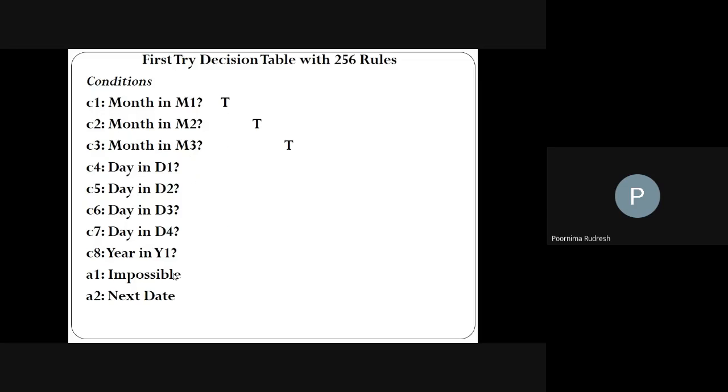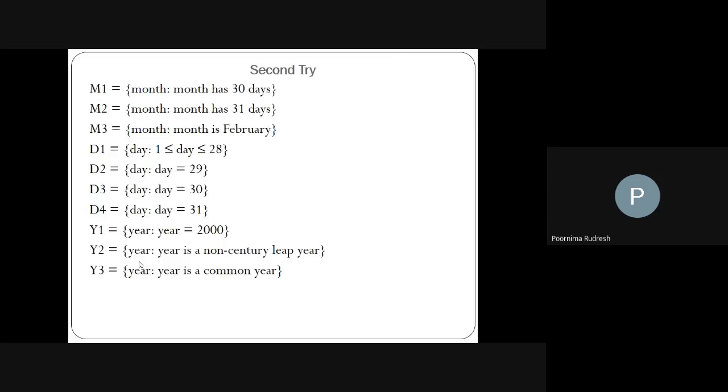So in the first case, in the first try, we are just considering the year, whether it is a leap year or not. Only that condition we have considered. But in the second try, we are considering two other extended options for the year.